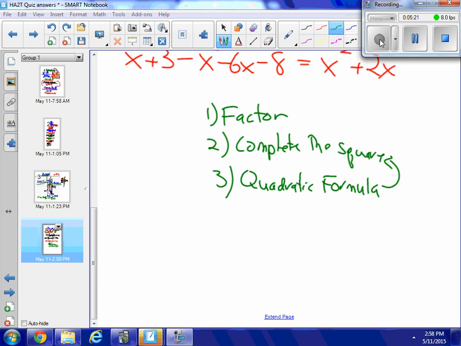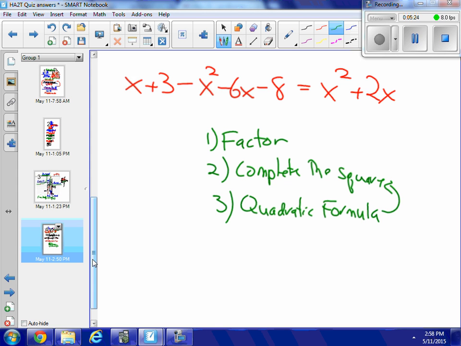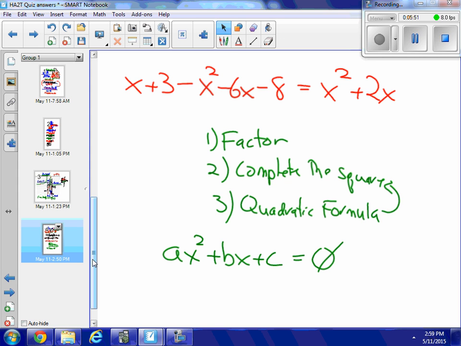But in order to do any of these things, I need to get the quadratic into standard form: ax squared plus bx plus c equals 0. I need to get a quadratic and set it equal to 0. That way I can use the zero product property to help me solve it. If I don't get everything on one side, I can't solve it. The only time I can solve it without setting it equal to 0 is if I didn't have a b term, and all I had was, say, ax squared plus c equals 0.